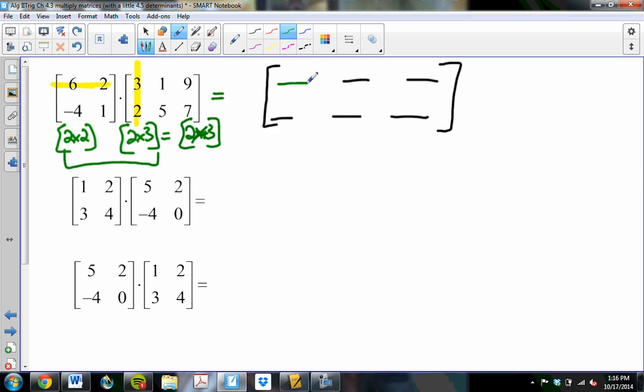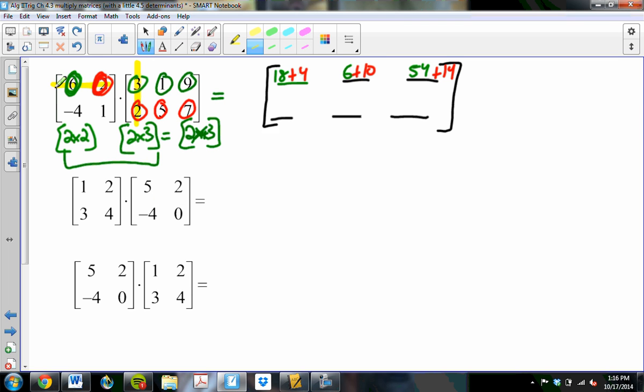So I do 6 times 3, which is 18. 2 times 2, which is 4. Do it again. 6 times 1 is 6. 2 times 5 is 10. Finally, 6 times 9 is 54. 2 times 7 is 14. I just did the top row to all 3 columns. Row, column, row, column, row, column.